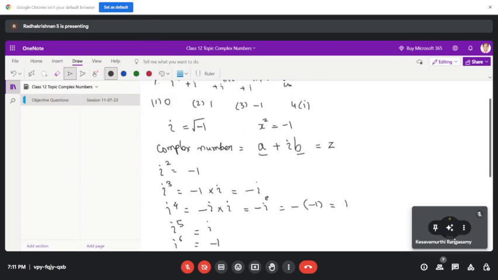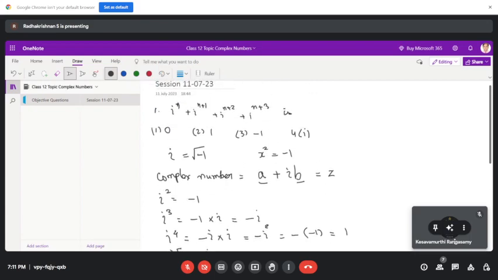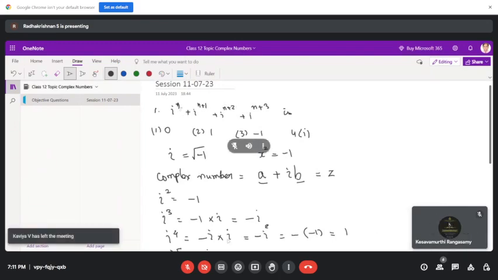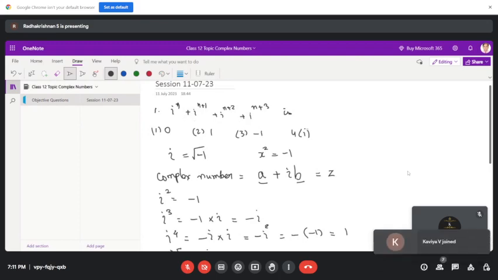Looking at that, the first problem in your book, objective type question, is this. What is i to the power of n plus i to the power of n plus 1 plus i to the power of n plus 2 plus i to the power of n plus 3? So there are 4 consecutive powers. What is the value of this?